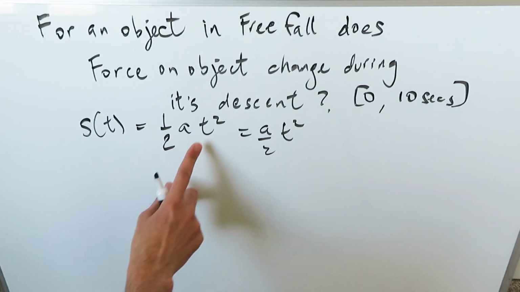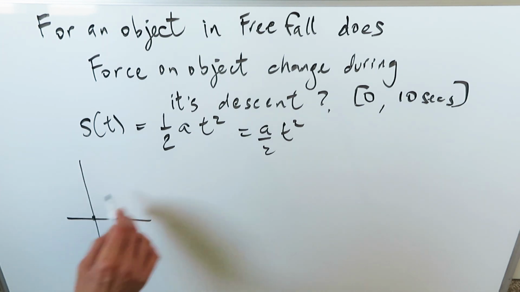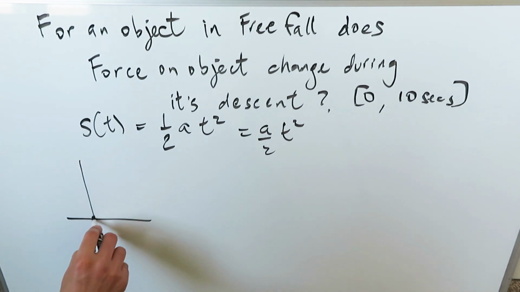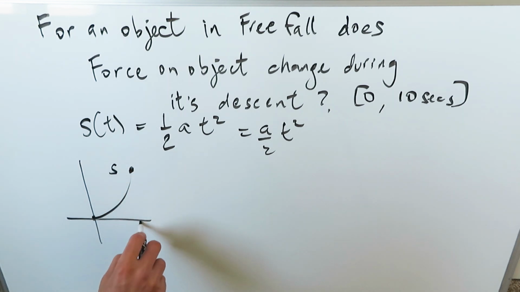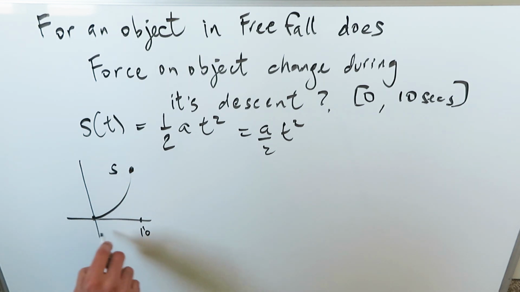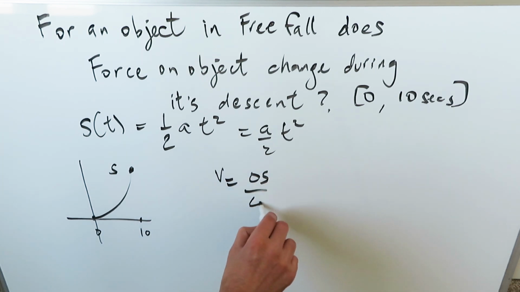So if you were to graph this a over 2 t squared, you know it would be a parabolic graph starting here from the origin, because we're looking at from 0 and then going up like this. This is my position function and it looks something like this. Here's 10 and here's 0. So when you want to determine the slope of this, why do we want to determine the slope of this? Because velocity is always equal to change in position over change in time.